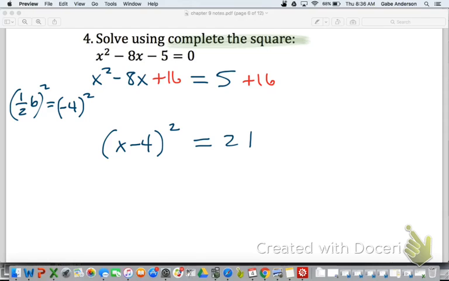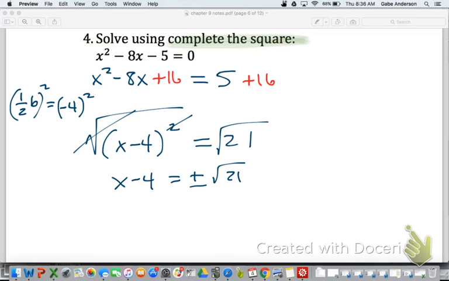At this point, we want to square root in order to get rid of the squared. We end up with x minus 4 equals plus or minus root 21. So I encourage you to put the plus or minus in as soon as you square root both sides. Our final step here would be to add 4 to both sides. So x is equal to 4 plus or minus the square root of 21. That's a perfectly acceptable form for an answer.